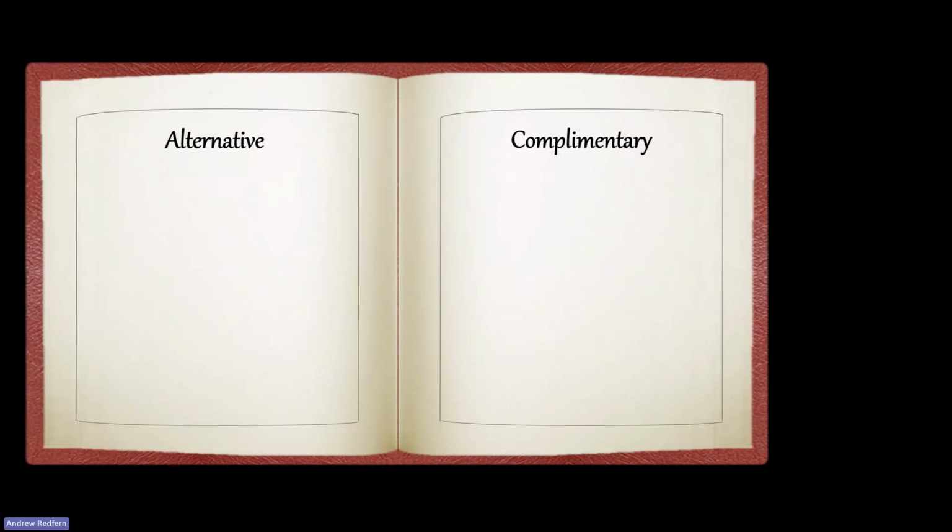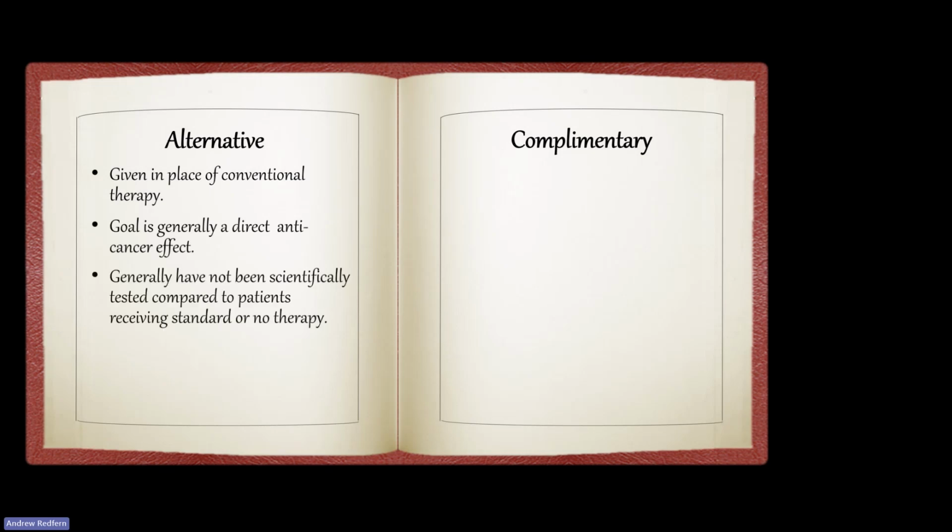Alternative and complementary. Alternatives are given in place of conventional treatment. The goal is generally an anti-cancer effect. Generally, they're not scientifically tested comparing patients who receive them to standard therapy or no therapy. If it was proven, we'd use it if it was safe. We have no issues of jurisdiction, it doesn't have to come from a drug company. We can use whatever we want. And if it's proven, we'd use it. If it looks exciting, I'm happy to trial it.